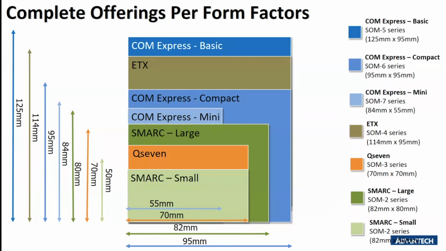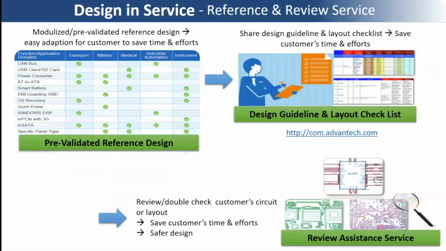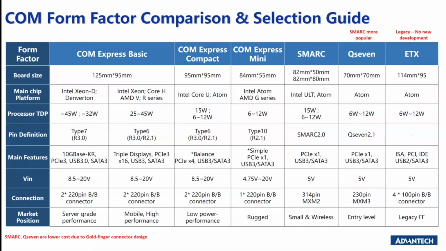Okay, now this is a breakdown of the different types. For COM Express, in fact, there's a Type 7 for server, and up and coming will be COM HPC. I will go through HPC maybe in another session. For the gold finger, Smart and Q7 are quite popular nowadays.